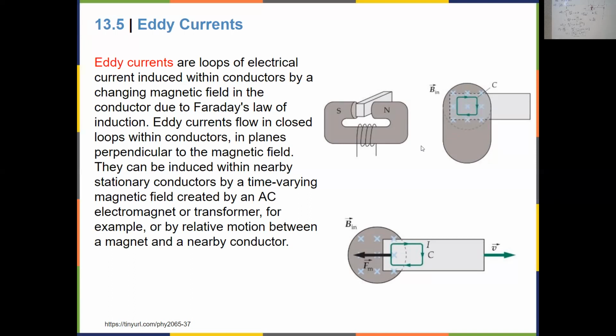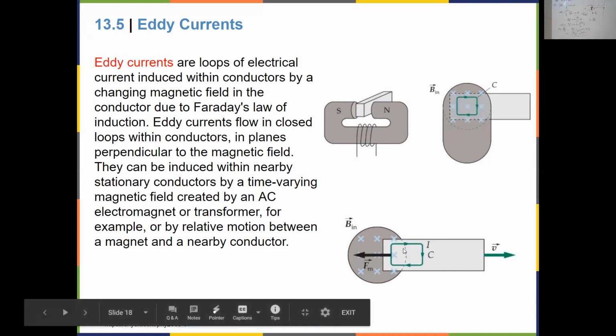And then according to Lenz's law, this should be opposed to the change. So if you pull the conductor piece away from the region of the magnetic field, then the eddy current produced inside would have a direction so that the magnetic force is opposing the motion. Okay. Now there are several applications of eddy currents.